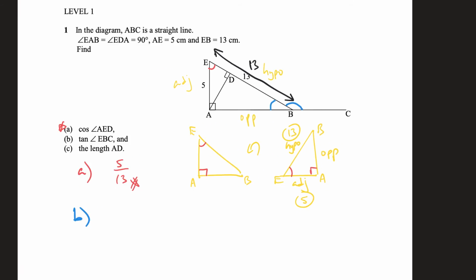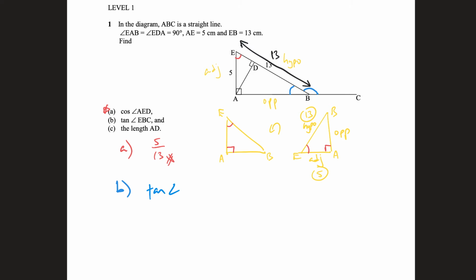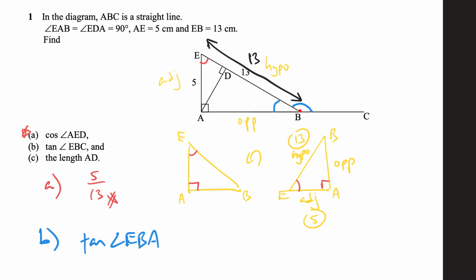Let me demonstrate for part B. Tangent of EBC. So let's first find tangent of EBA, which is this angle. Right now this is no longer adjacent, hypotenuse and opposite, because now we're looking at a different angle. I'm just going to erase this. When we're looking at angle EBA, this is now my opposite, and this is now my adjacent. Of course, this is still my hypotenuse for this triangle.